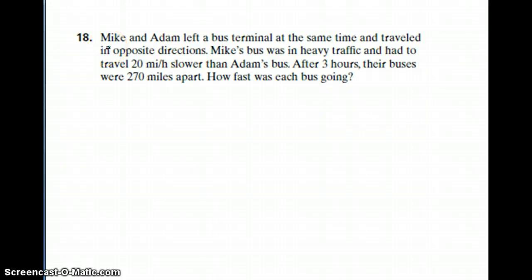Mike and Adam left a bus terminal at the same time and traveled in opposite directions. Mike's bus was in heavy traffic and had to travel 20 miles an hour slower than Adam's bus. After 3 hours, their buses were 270 miles apart. How fast was each bus going?